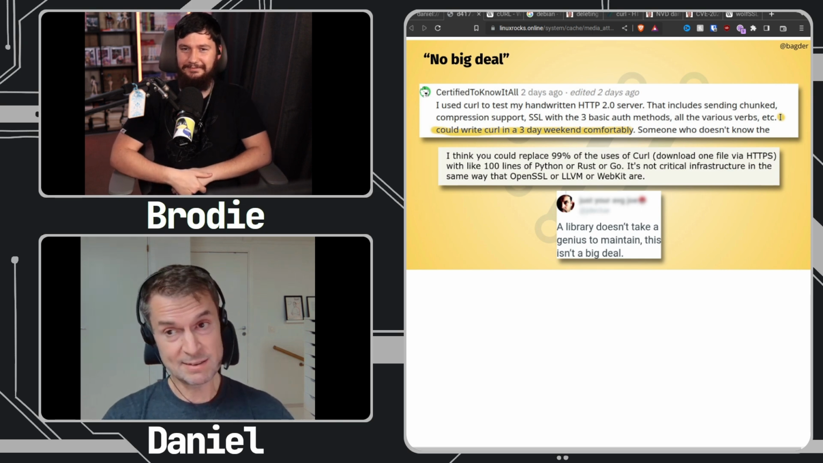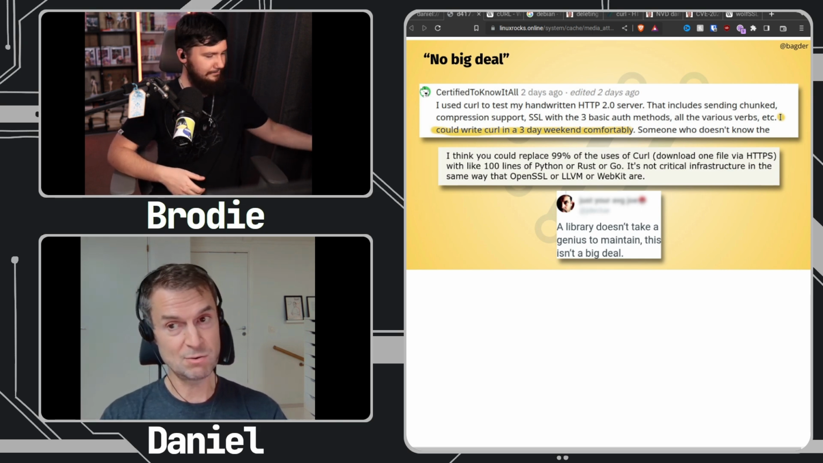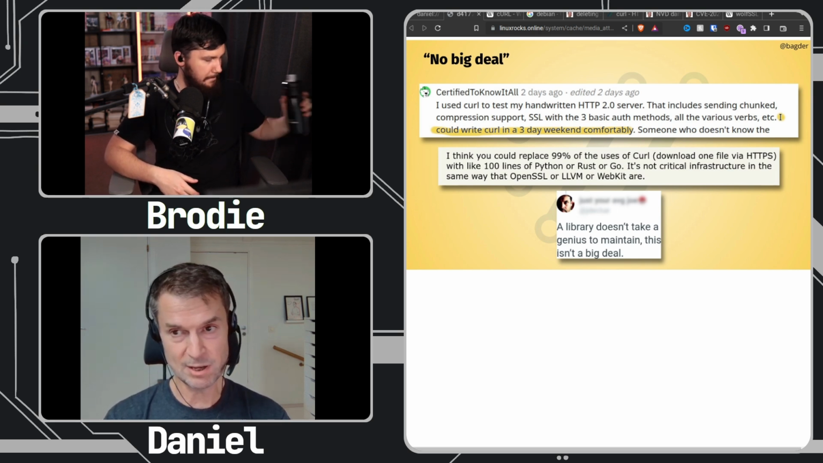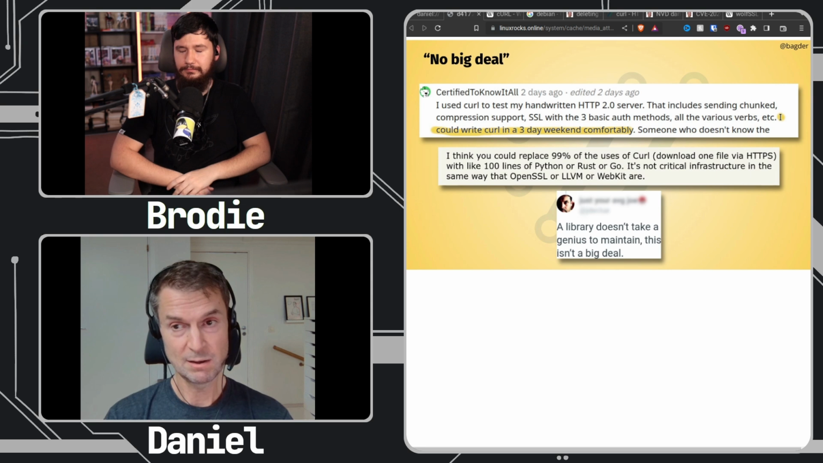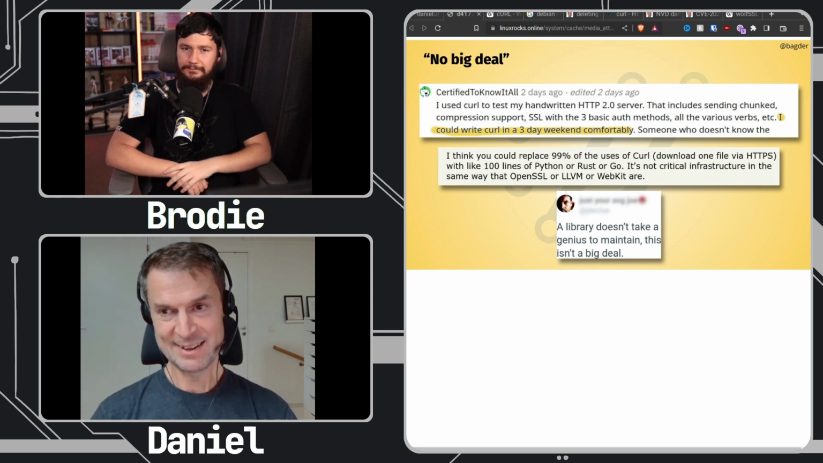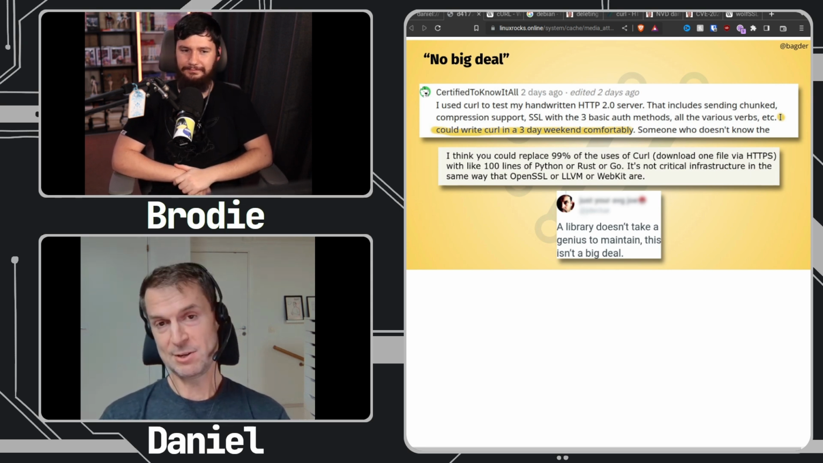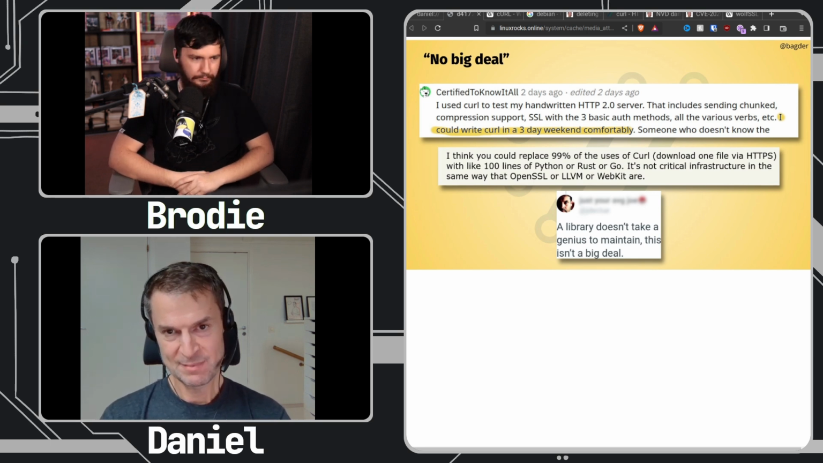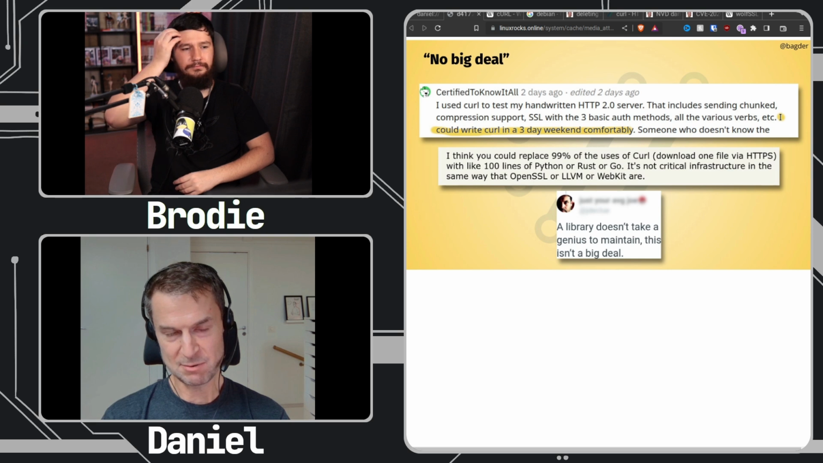Exactly, and I think that is the mindset with so many people. So sure, it doesn't take a genius to write those 100 lines of code. You can do that in a weekend. Sure, everyone can do that, but that is not really what curl is, and I think people have a hard time sometimes grasping exactly what it means to be curl.